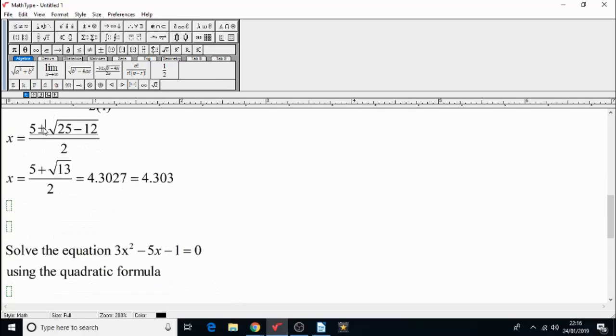Now we need to work out our second value for x. So when it's 5 minus the square root of 13, divided by 2.